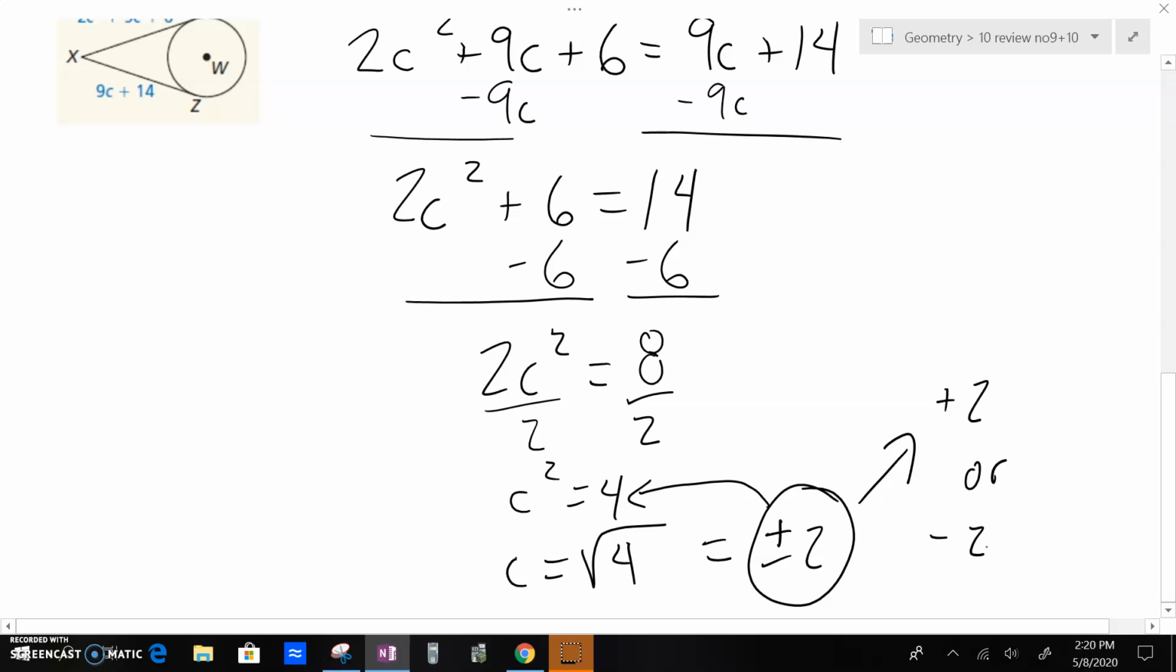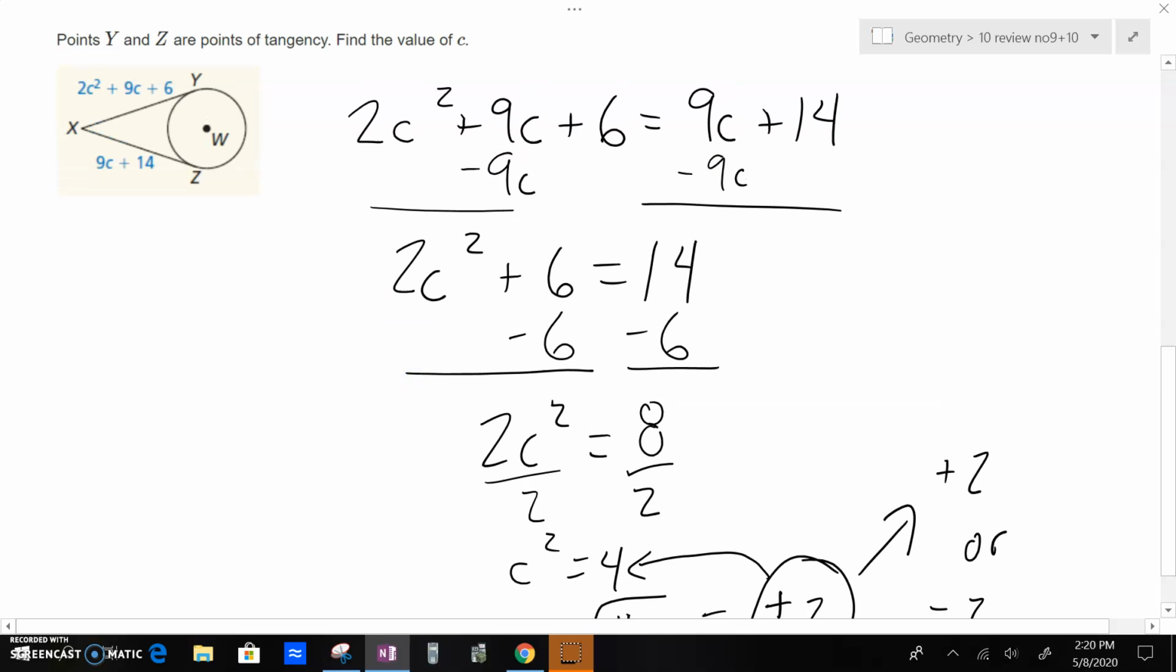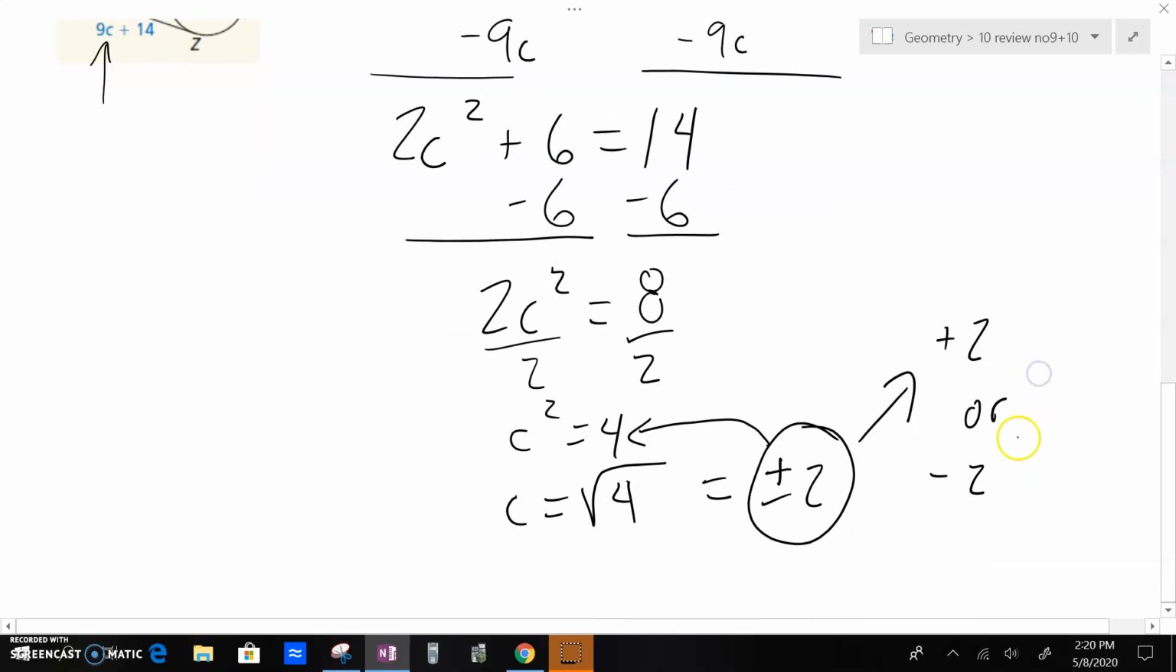So again, here, we have to put in a lens of reasonability. If I were to take that negative 2 and plug it in, I would get 9 times negative 2, which is negative 18, plus 14, which would give me a negative 4. So that doesn't work. So the negative 2 doesn't work. And then the answer I'm left with is a positive 2. So c is going to be positive 2.